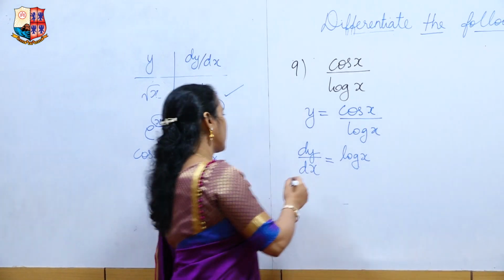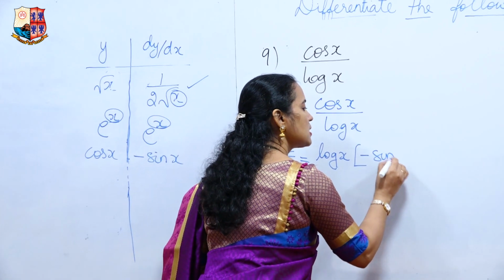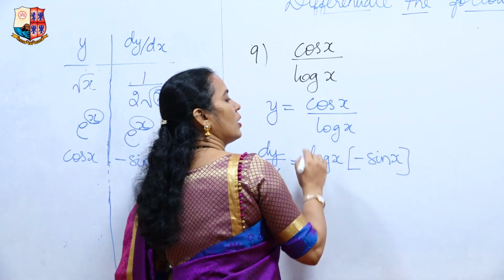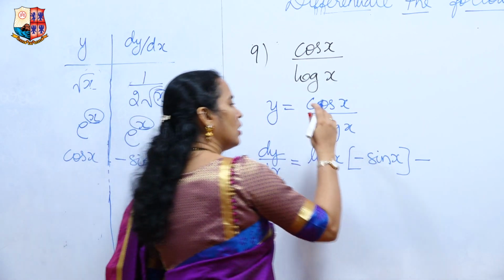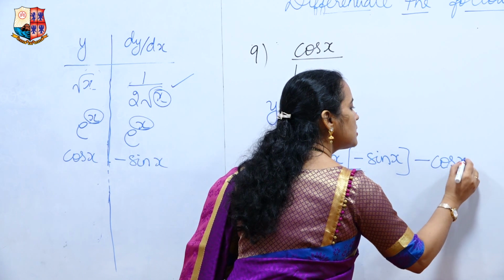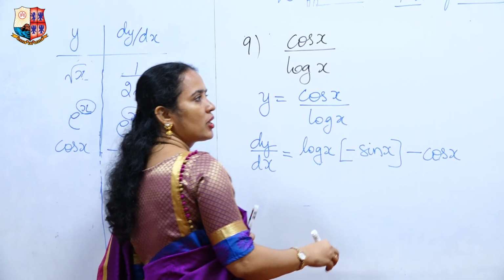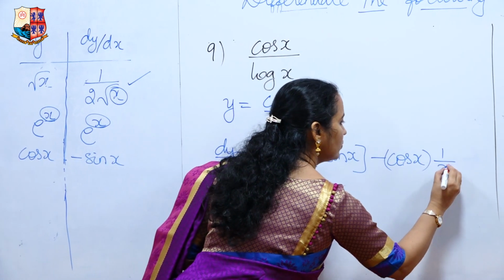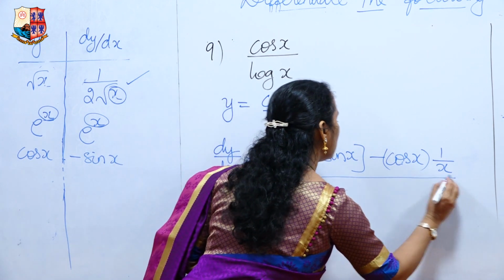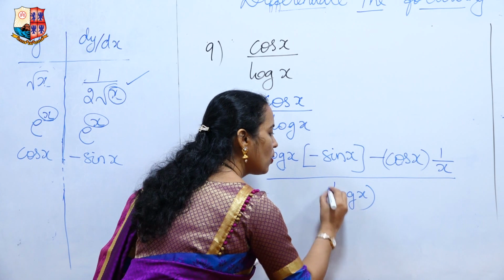So write it in the bracket. Negative function, always write it in the bracket. So minus sin x. This is quotient rule. So in between, minus. Keep the numerator as it is. Cos x as it is. Differentiate log x. Log x, when you differentiate, you get 1 by x upon square of the denominator, that is log x the whole square.